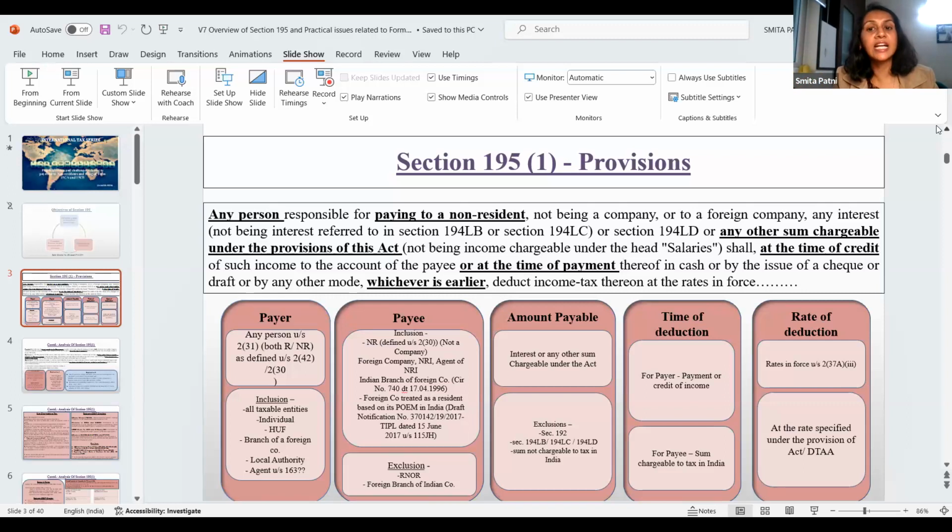Now it says deduct income tax thereon at rates in force. Rates in force is defined under section 195, subsection 3 of the Income Tax Act. That has 2 parts in it. Rates in force means rates as per Part 1 of Schedule 2, or rates as per section 90, that is DTAA. Whichever is applicable, those rates would be applied here. I will come to rates in force separately in another slide.